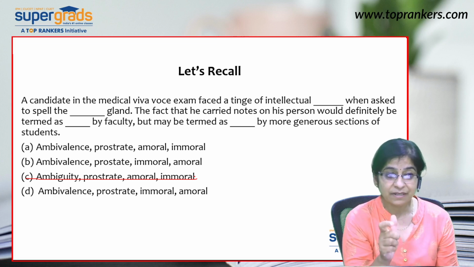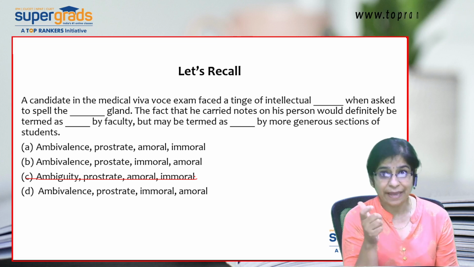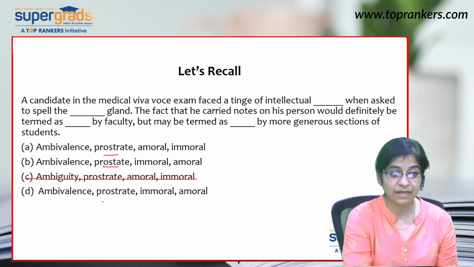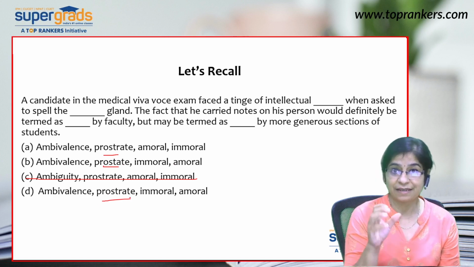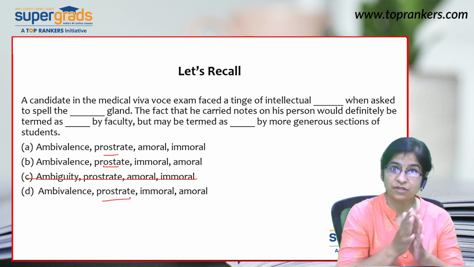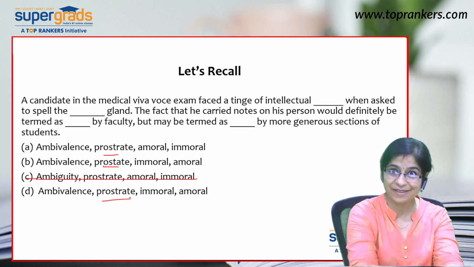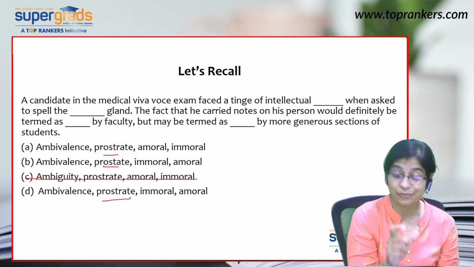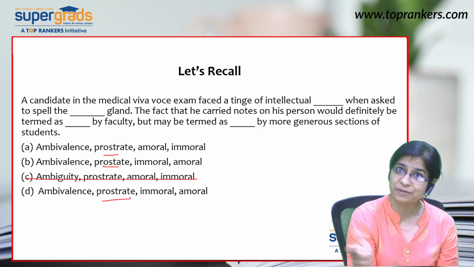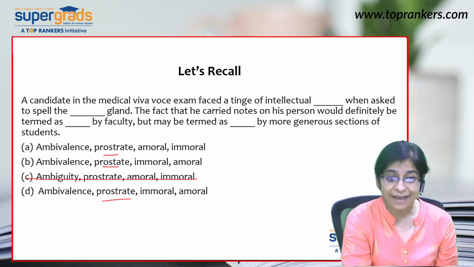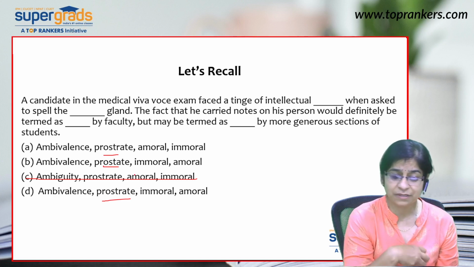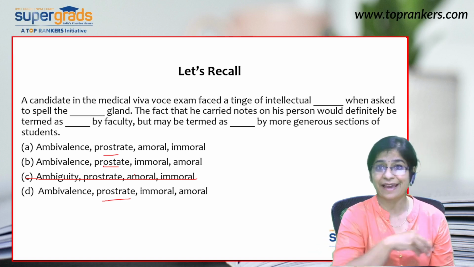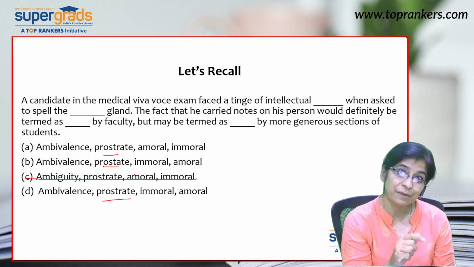So a candidate in a medical viva voce exam faced a tinge of intellectual ambivalence when asked to spell dash gland. Now the options are prostrate, prostate, or prostrate. Now prostate is a part of a body, and prostrate is a position where you lie down, face down. So I believe we can eliminate A and D as well. So we are only left with option C, and let's see if the other options fit as well. The fact that he carried notes on his person, so he had notes in his pocket, would definitely be termed as dash by faculty. Now imagine a student has carried some notes during the exam and the faculty member gets to know about it.